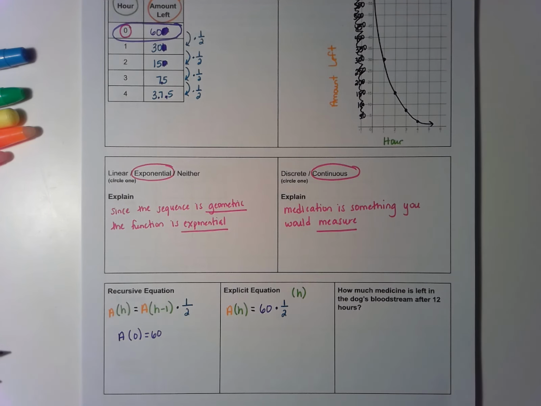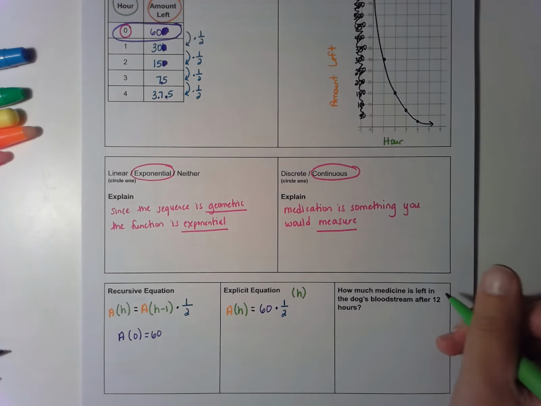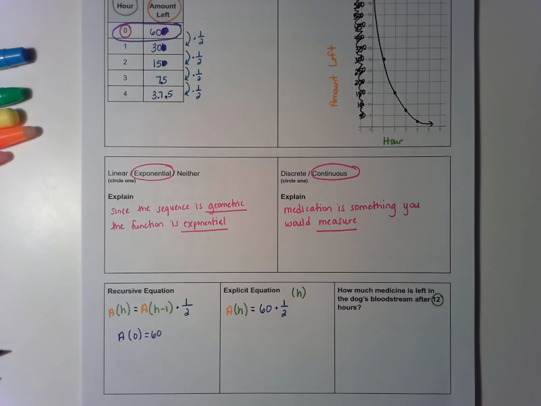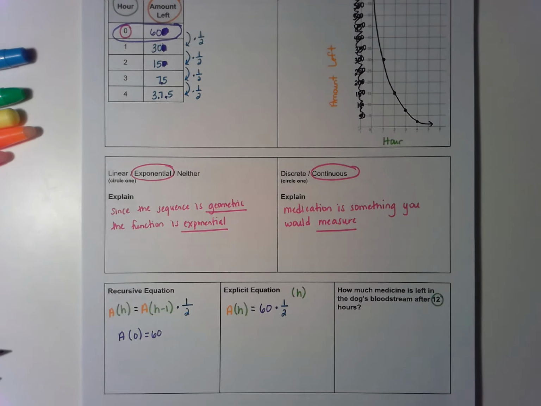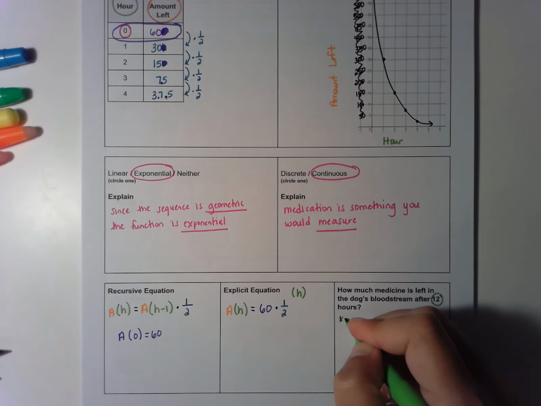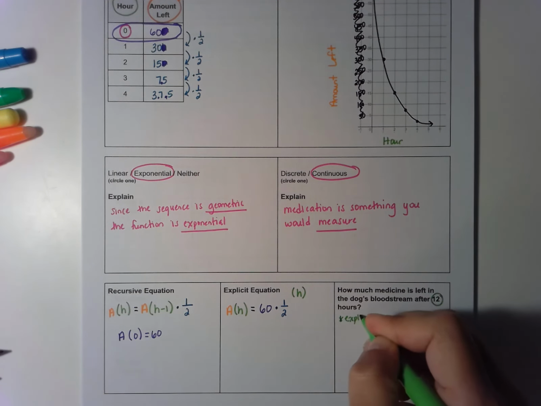Finally, the problem says how much medicine is left in the dog's bloodstream after 12 hours. Again, if I want to know what's happening after 12 hours and I already knew what happened after 11 hours, I would use my recursive. But since I don't know what happened after 11, my table only goes up to 4, I'm going to go ahead and use the explicit equation here because I don't know the previous term.